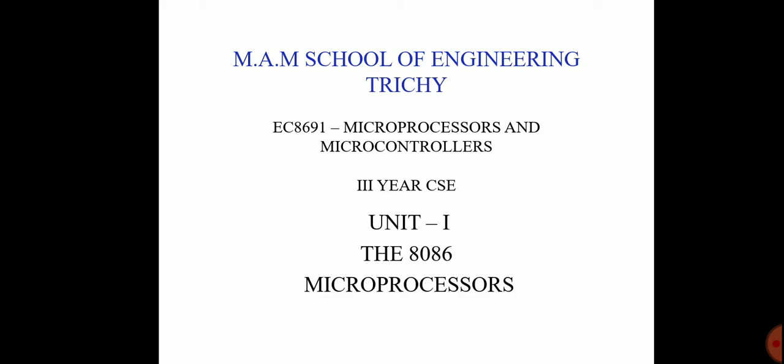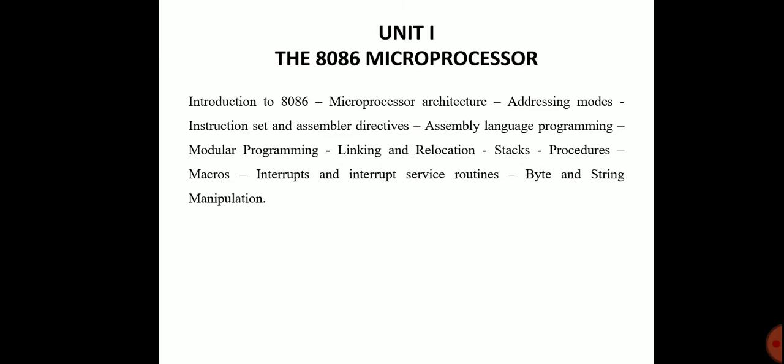EC8691 Microprocessors and Microcontrollers, third year CSE department, Unit 1: the 8086 microprocessor. Now, this is the Unit 1 syllabus of the 8086 microprocessor. In this lecture, we are going to study the introduction of 8086 and the main features of 8086.